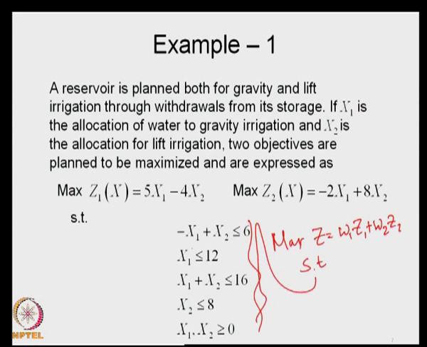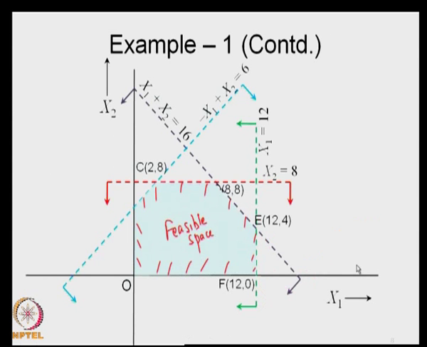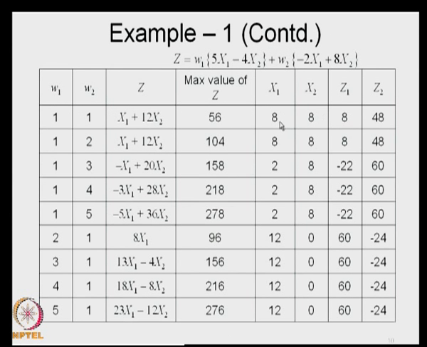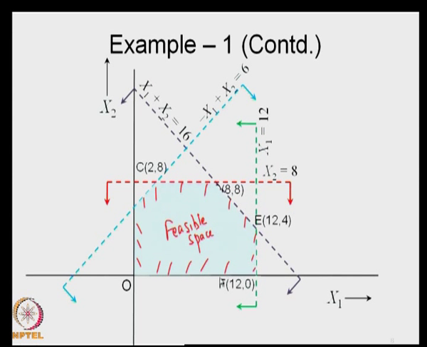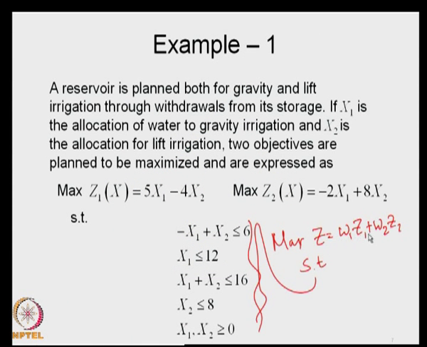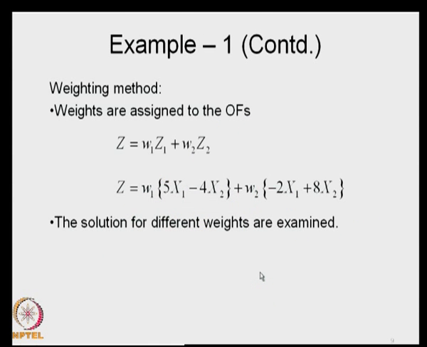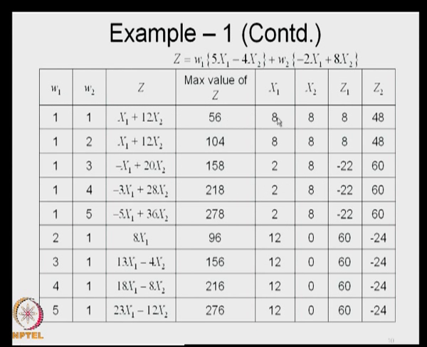Now, when you solve that, it is a 2 variable problem. So, you can use your graphical method and solve. When you solve this, you will get the solution x1 is equal to 8, x2 is equal to 8, z1 is equal to 8, z2 is equal to 48 with maximum value of z as 56. So, essentially what I did is I solved this problem using the graphical method using z as w1 z1 plus w2 z2, w1 was 1 here, w2 was 1 here, and that is the problem that I have solved. I get the value 56 for z, and z2 is 48.